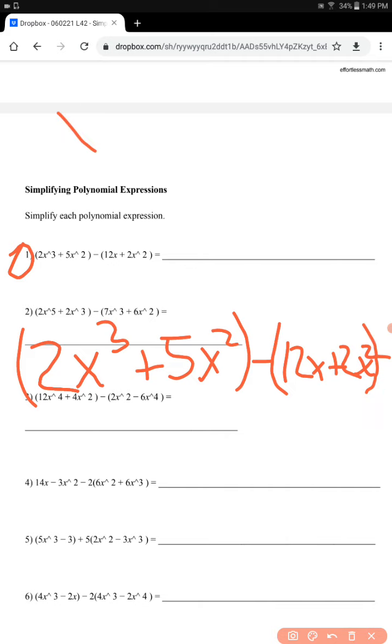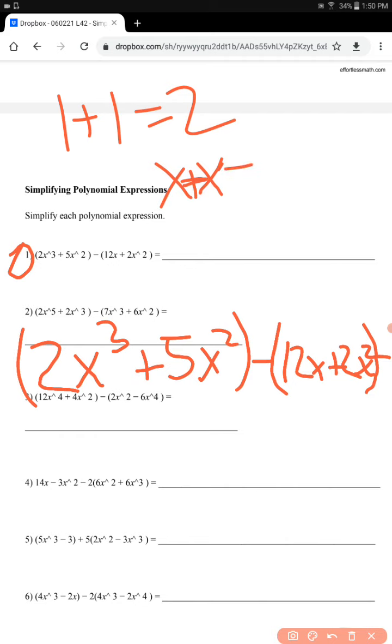So basically, 1 plus 1, 1 and 1, they're like terms. So you can simplify them to make 2. x plus x, these are like terms. You can simplify them to get 2x. But x plus 1, these are not like terms. You can't simplify this any further.